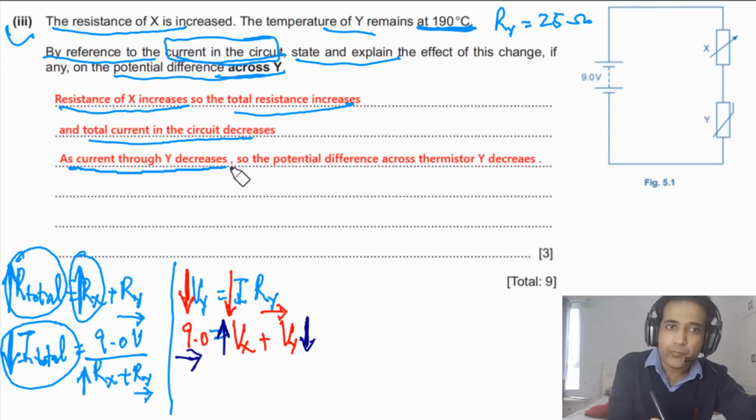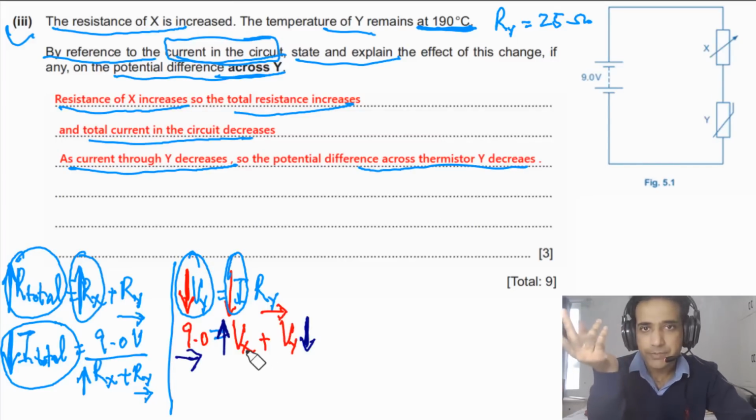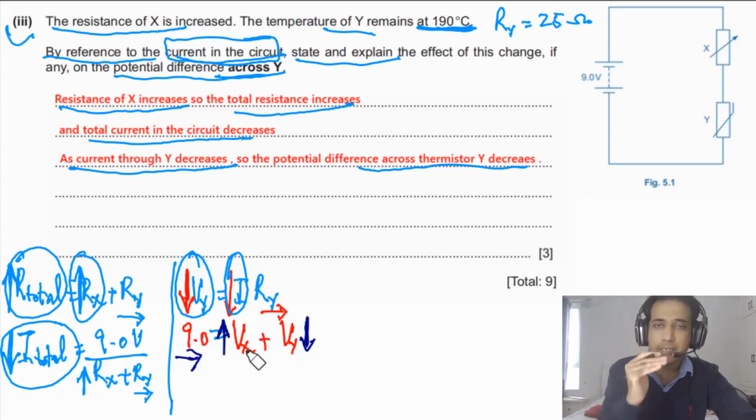As current of Y decreases, we have discussed, so PD across thermistor Y decreases, then PD across X increases. So these are the points. So this is how you need to answer. When you answer questions on circuit, you have to use a systematic approach.